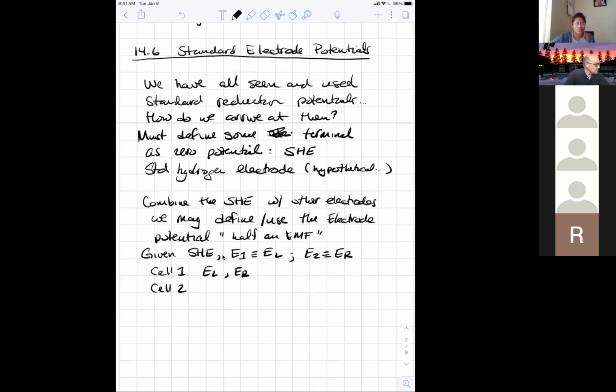Okay, and in cell 2, we're going to have a standard hydrogen electrode, which is going to be on the left side, okay? And then we're going to put the left electrode, the way we defined it before, on the right side. What this is going to give us is this E cell is going to be defined then as the standard potential of the left-hand cell.